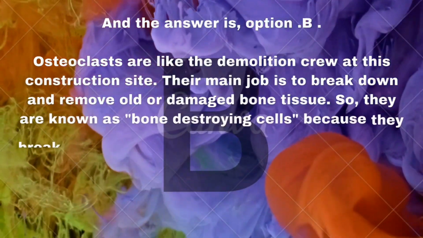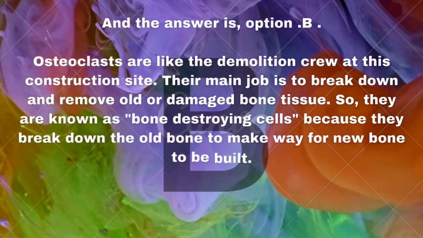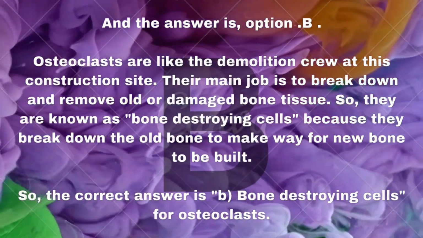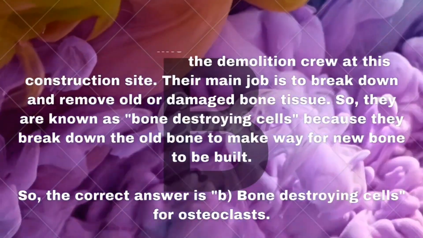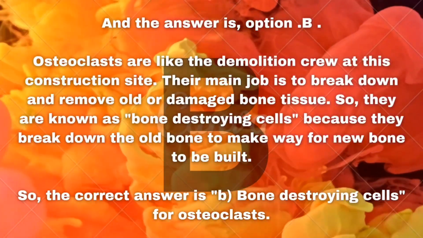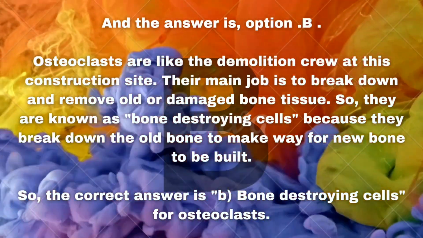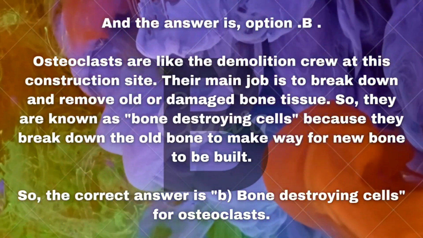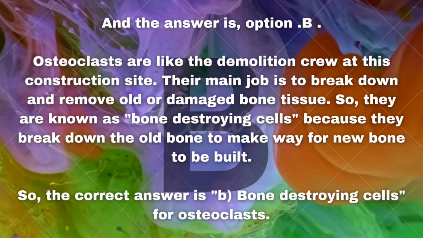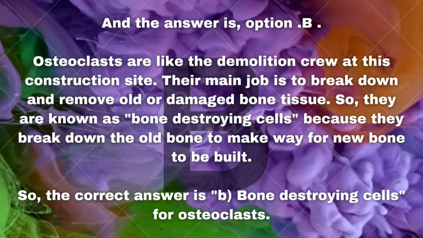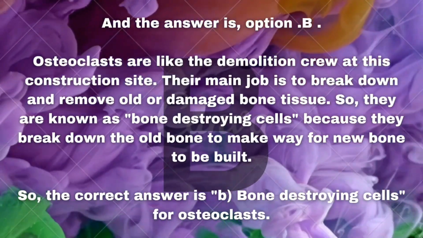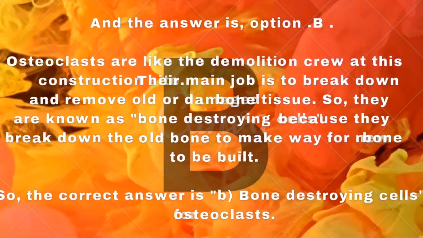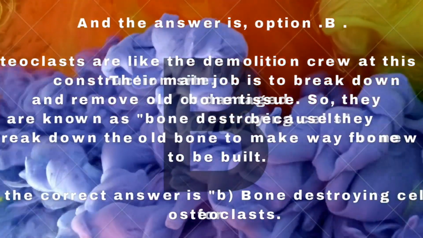Osteoclasts are like the demolition crew at this construction site. Their main job is to break down and remove old or damaged bone tissue. So they are known as bone-destroying cells because they break down the old bone to make way for new bone to be built. So the correct answer is B, bone-destroying cells for osteoclasts.